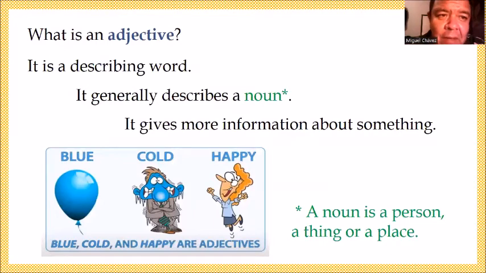The first thing that we need to define is what an adjective is. An adjective is a describing word. It generally describes a noun. Remember that a noun is a person, a thing, or a place. It gives more information about something. Here we have three examples of adjectives. Blue, cold, and happy are adjectives.